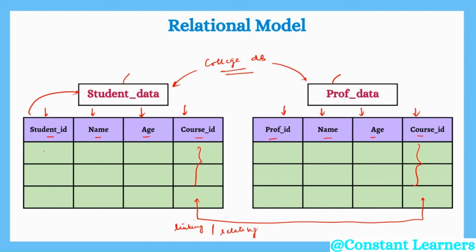Let's say this student here, student 1, whose name is something, let's say Rahul, all right? Let's say he is a student of CS and the course ID of CS is 001, right? So here he will have 001.